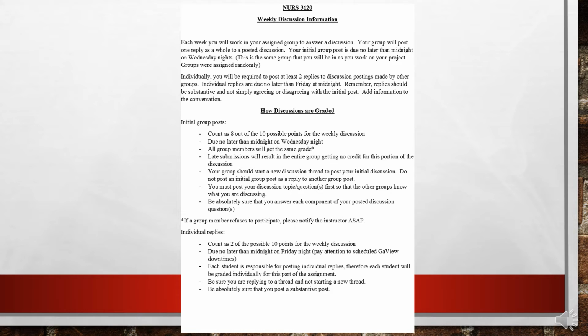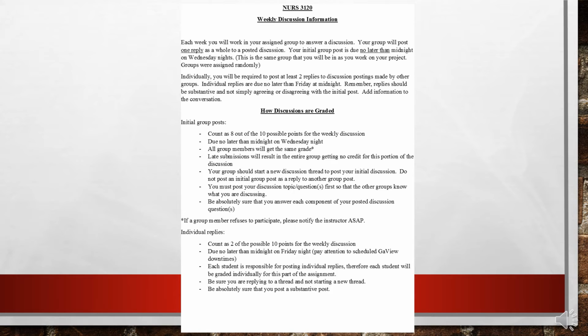As far as the individual replies then, this is where you break apart from your group. The individual replies will count as 2 points of the possible 10, which means 1 point for each reply. You're going to reply back to another group post, another group discussion. It needs to be something with some substance to it, not just an I agree or that's a good point. Add a little bit more information to the conversation.